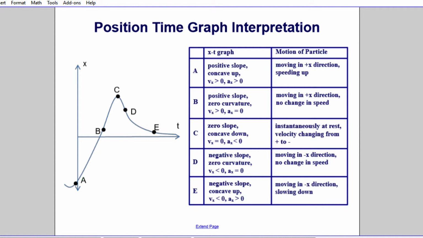D, you have a negative slope. You're on a straight line, so you have 0 curvature. So your velocity is less than 0. You have 0 acceleration. Your particle is now moving in the negative x direction and no change in speed. Finally, point E. Negative slope still, and it's concave up. So in that case, our acceleration is greater than 0. The velocity is less than 0. And you are moving in the negative x direction and slowing down, because your velocity and your acceleration are in opposite directions.